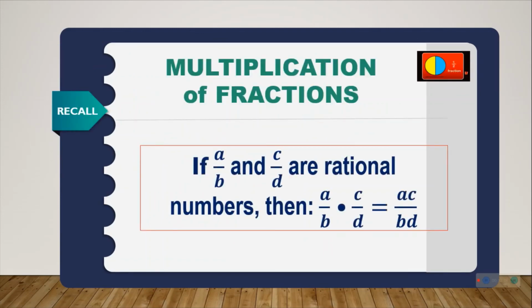So, we will recall. In multiplication of fractions, if A over B and C over D are rational numbers, then A over B times C over D is equal to AC over BD.